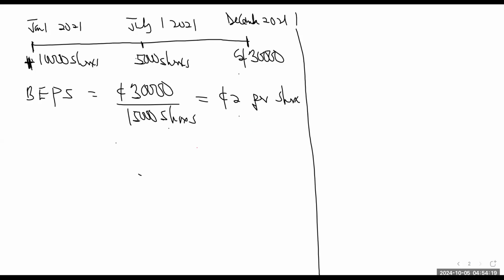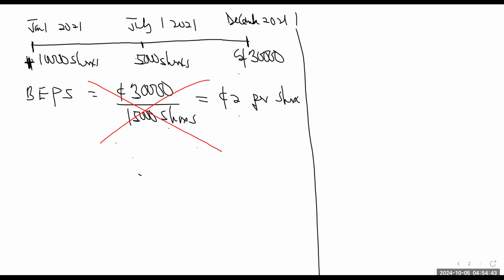Okay, if you have done something like this, it is wrong. Why do you think the answer is wrong? It's not 2 cedis per share. So what you have done over here is 30,000 divided by the 15,000, which is the total number of shares.